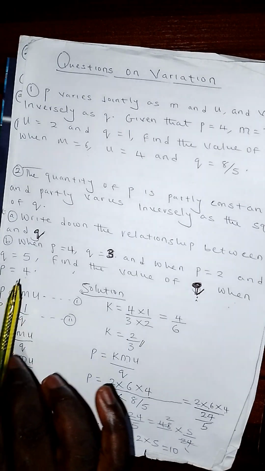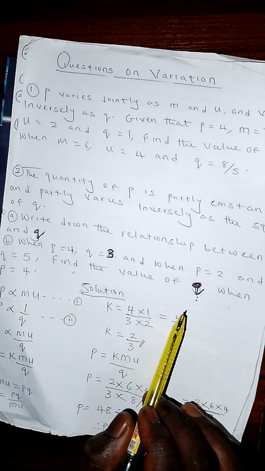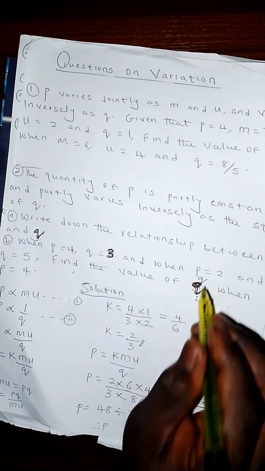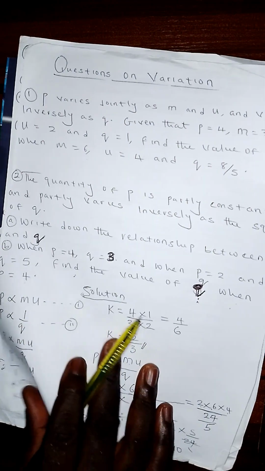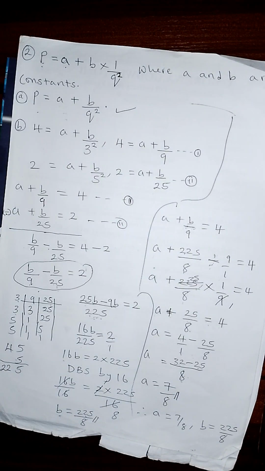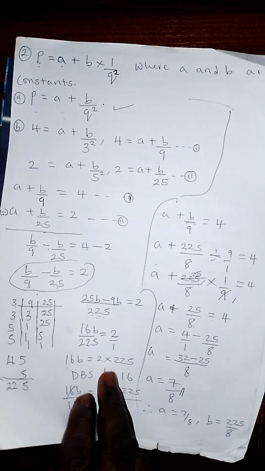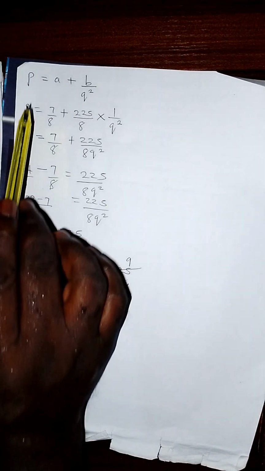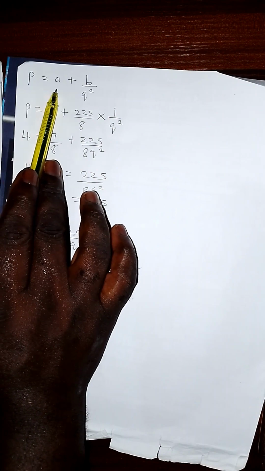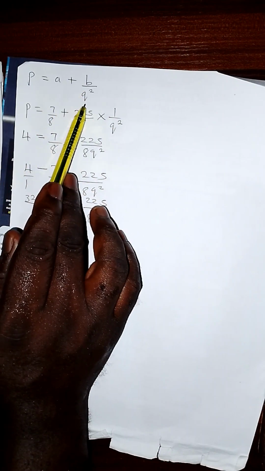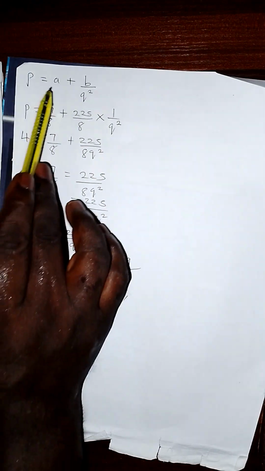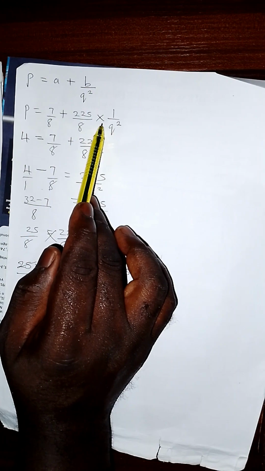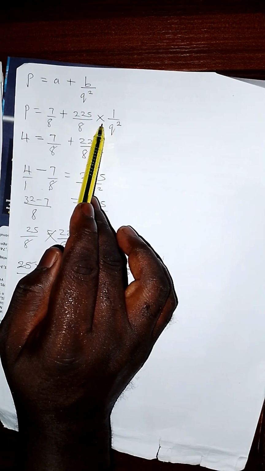We are told to find Q. We are told to find Q when P is 4. Find Q when P is 4. Do not forget to do that correctly. So I needed to do this. So I have P equals A plus B over Q squared. And so my A is known. My B, I know it too. And then doing this is not also a problem.